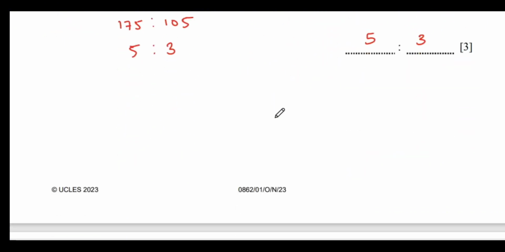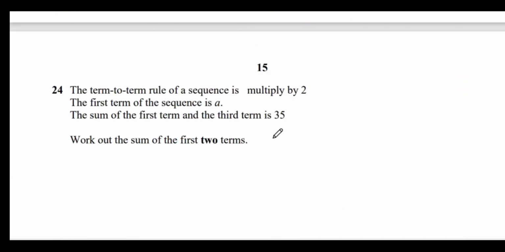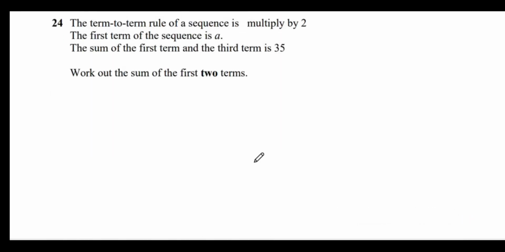Moving on to the next one, we have that a term to term rule for a sequence is multiplied by 2. The first term of the sequence is A, and the sum of the first term and the third term is 35. Work out the sum of the first two terms. They say you keep multiplying by 2. It simply means that the first term is A, the second term is 2A, and the next term is 4A. So they say that the sum of the first term and the third term is 35.